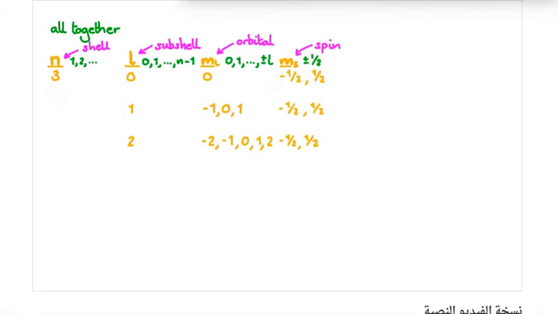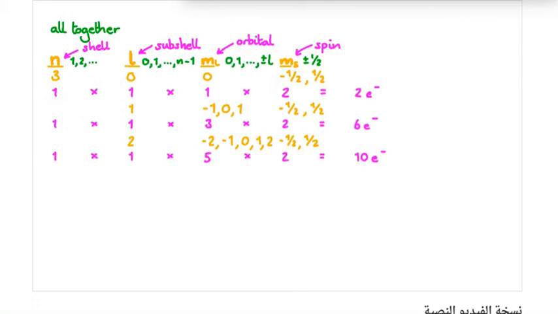But the spin quantum number is reliable as always. So the S-type subshell in the third electron shell can contain a maximum of 2 electrons. The P-type subshell can contain a maximum of 6 electrons. And the D-type subshell can contain a maximum of 10, giving us a grand total of 18 electrons for the maximum occupancy of the third electron shell.